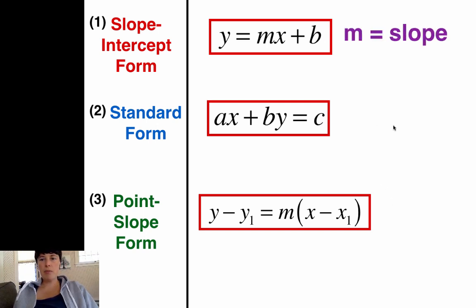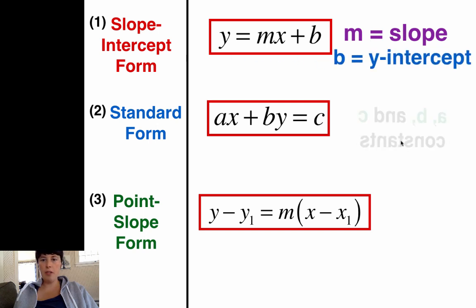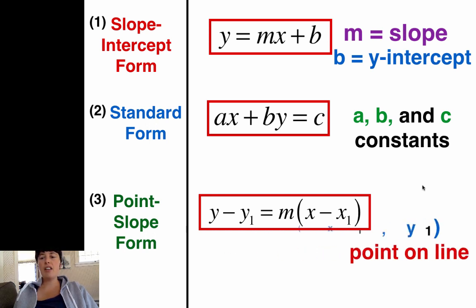That's kind of nice sometimes. So I'm going to write a small note over here. Don't forget m is the slope and b is the y-intercept. Don't forget that the ABCs are called constants. They're just numbers. And also don't forget that the x1, y1 is the point on the line, any point on the line. So we're going to be using all of these forms in class, and we already kind of are in class, but we're going to continue practicing this.